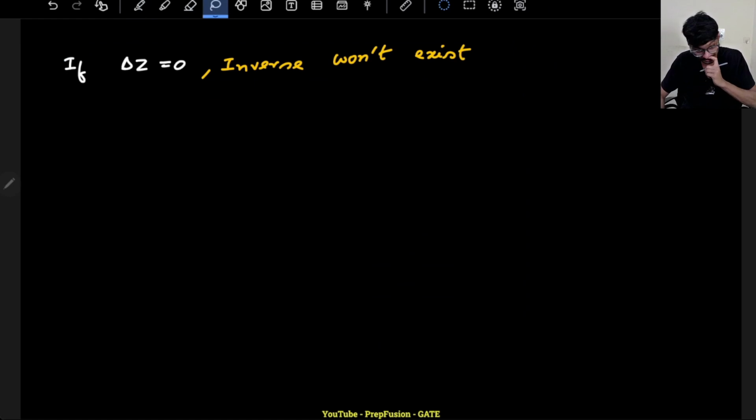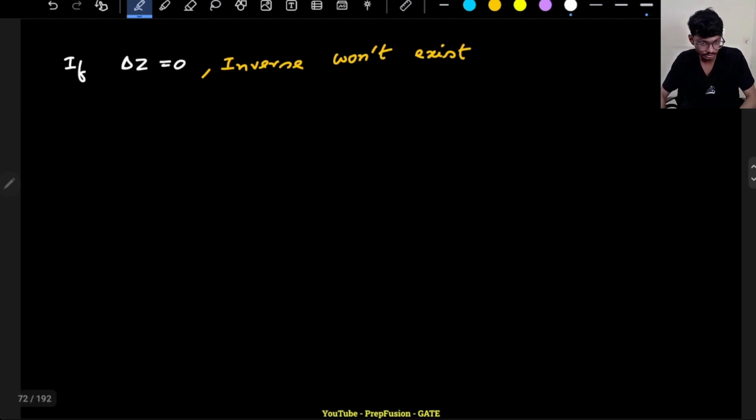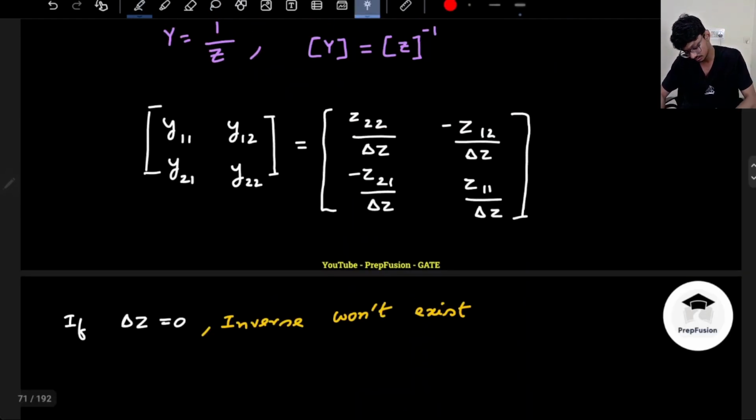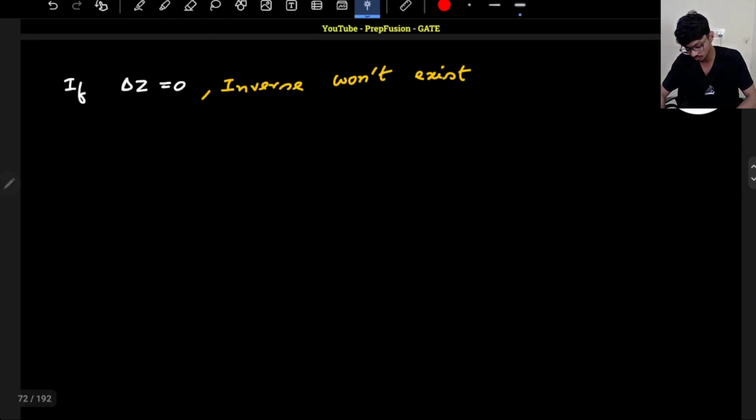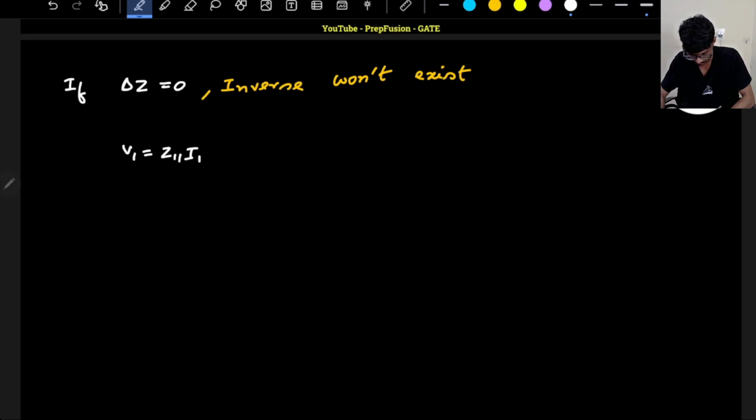So if your inverse won't exist, how will you solve this? If the inverse does not exist, what does it mean? It means basically the two rows are dependent on each other. So what are the two rows of z? If I write that my v1 is equal to z11 I1 plus z12 I2, and my v2 equals z21 I1 plus z22 I2.